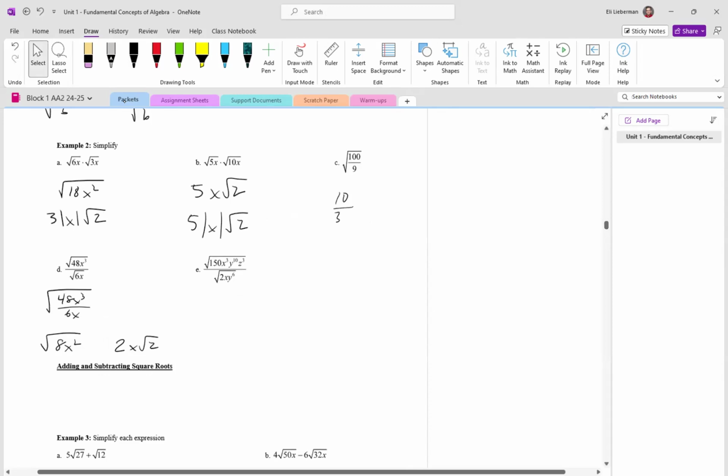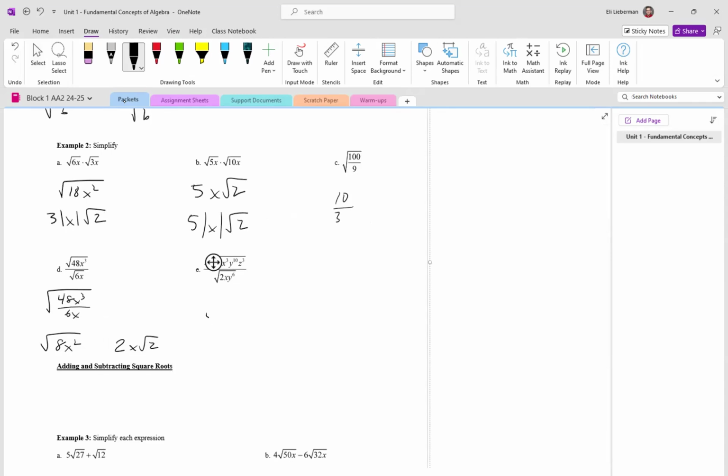For E, who likes to tell us what they got? At least what'd you get? 5x y squared and then root 3x in there, but I couldn't decide whether or not the x should be under the root, 3x cubed. Okay, like that? You can decide.